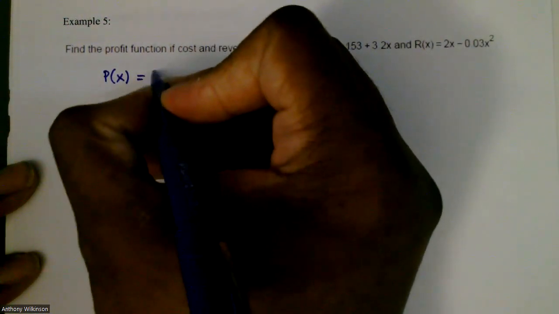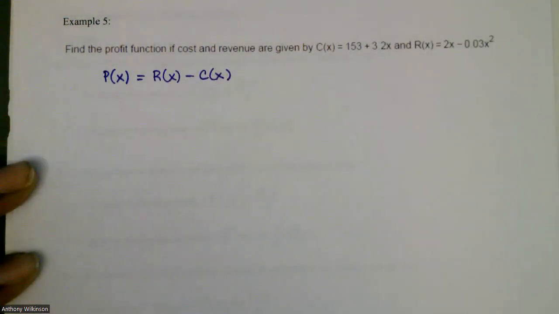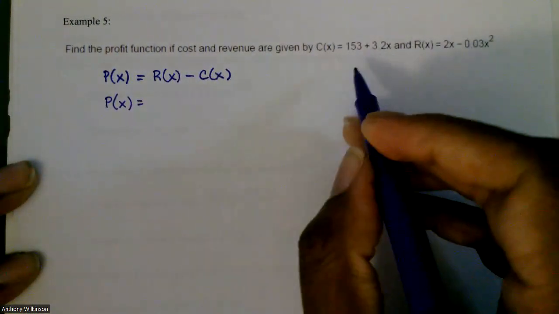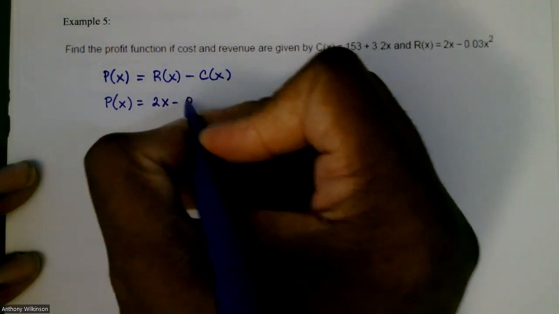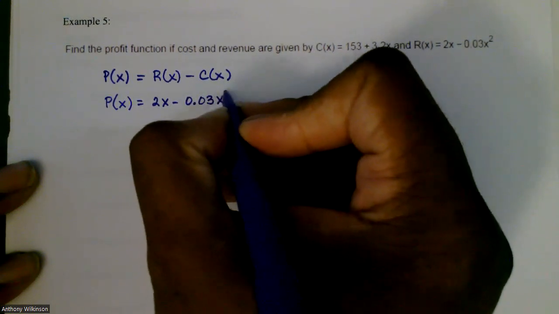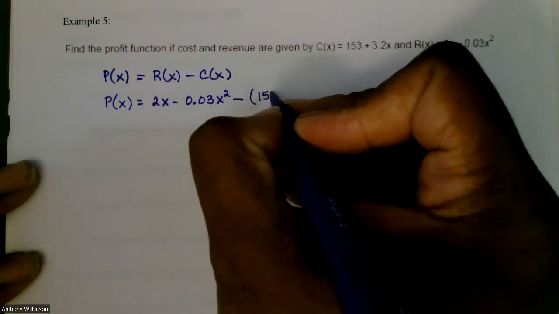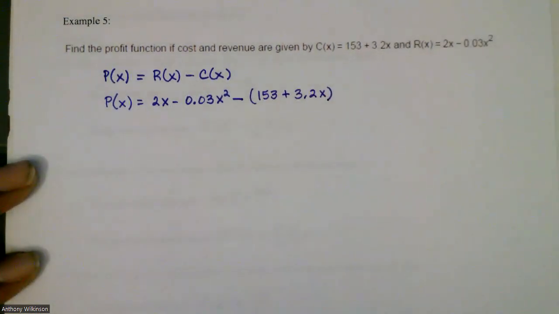And according to this, the profit function, P of x is equal to the revenue minus the cost. So in this case here, P of x is equal to the revenue function, 2x minus 0.03x squared, minus the cost, which was 153 plus 3.2x. Notice that function c of x is in parentheses because I'm subtracting the whole thing from r of x.